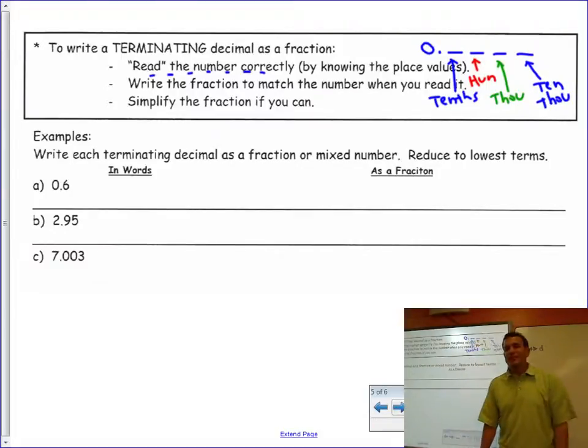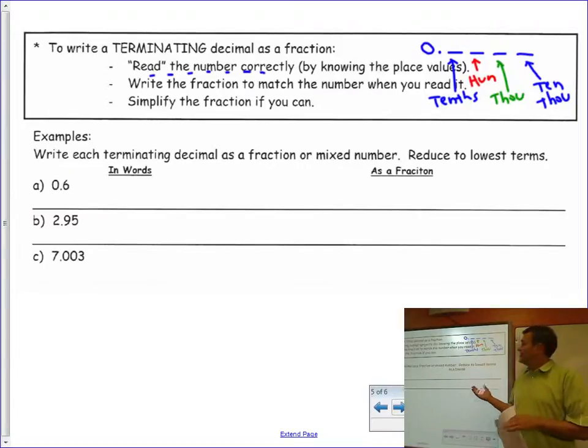The fourth spot is called the ten-thousandths, and it goes exactly the same as when you go to the left of the decimal. 10, 100, 1,000, 10,000, 100,000, million. It follows the same order, except it's got the little THS on the end. Tenths, hundredths, thousandths. So I claim if you can simply take the decimal and put it into words, you can write the fraction. One more thing, you might need to simplify the fraction.